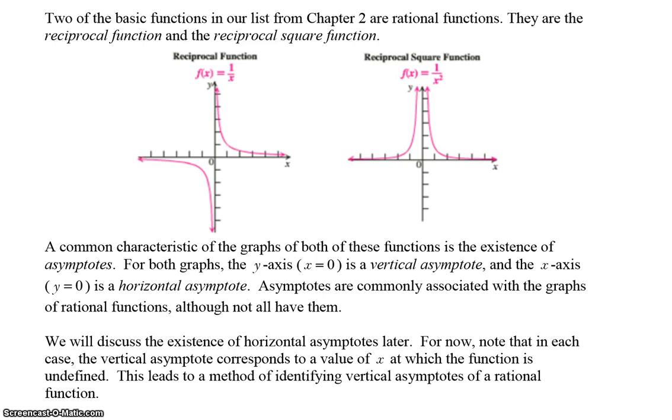So a common characteristic of the graphs of both of these functions is the existence of asymptotes. For both graphs, the y-axis, that is the line with the equation x equals 0, is a vertical asymptote, and the x-axis, which has equation y equals 0, is a horizontal asymptote. As I mentioned, asymptotes are commonly associated with the graphs of rational functions, although a rational function does not actually have to have any asymptotes, but we very frequently will encounter them when we're dealing with rational functions.